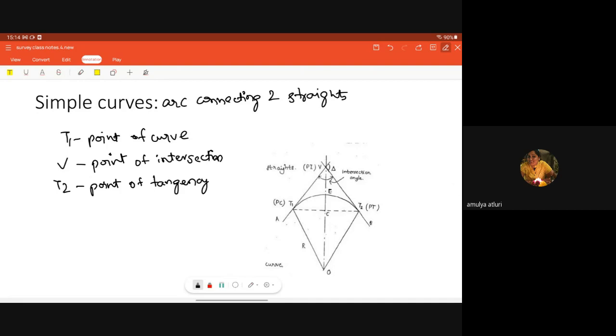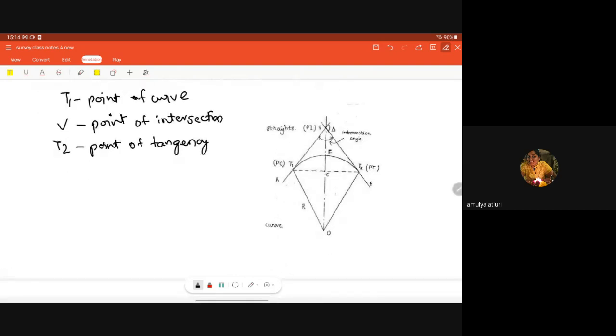So what is point of curve? Point of curve is the one where a straight line becomes a curve. These are generally asked as one mark questions. It is the point where the straight line becomes a curve.